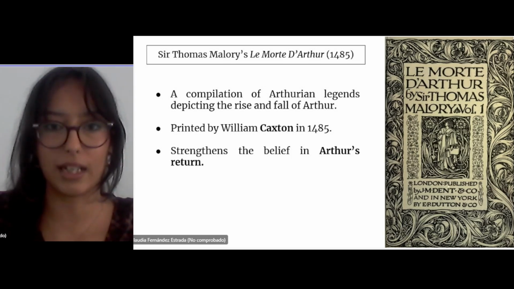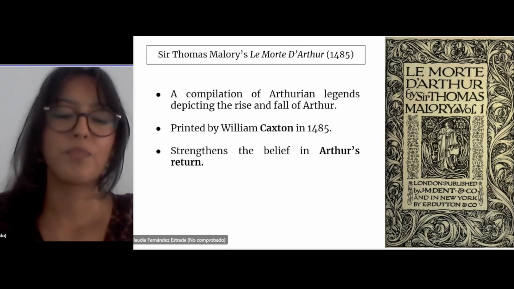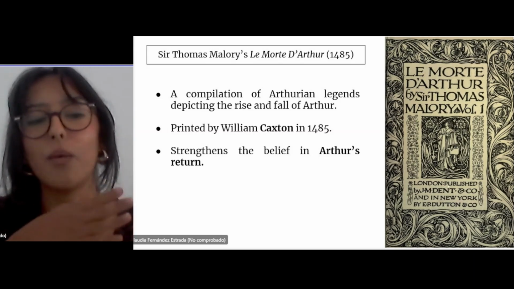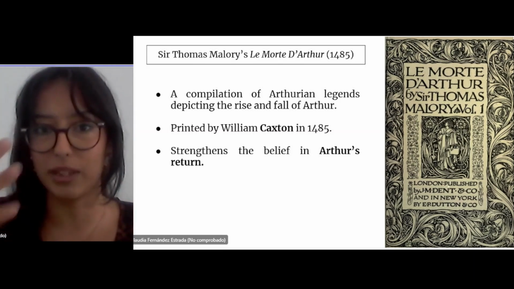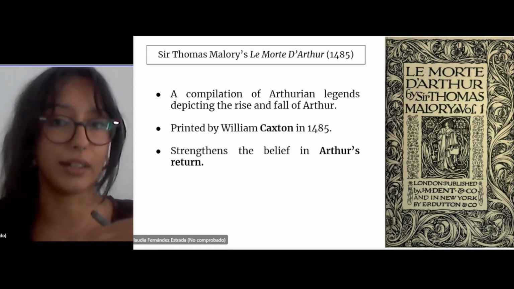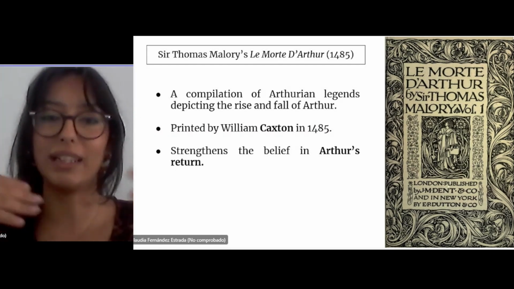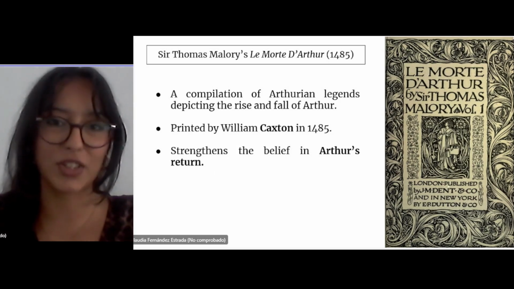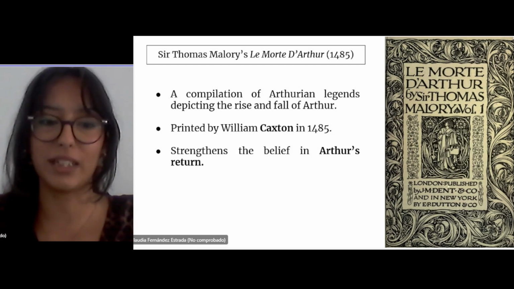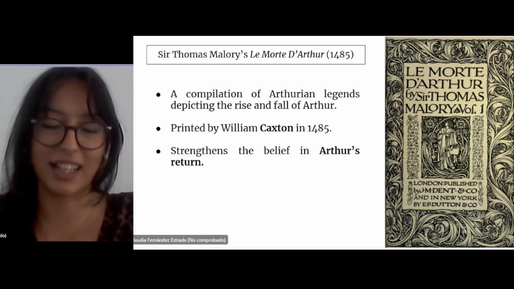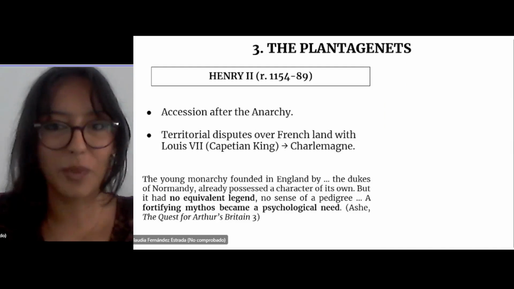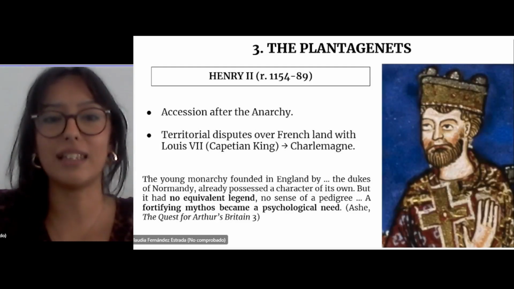What I want to highlight about Malory is that Malory strengthens and restates the belief in Arthur's return. Now, this is the native British belief that after Arthur's final battle, Arthur didn't really die, and he was waiting to come back to save the people of Britain when they needed him most. And this is going to be very interesting, especially as we will see in 1485. So, without further ado, let's take a look at some of our kings.